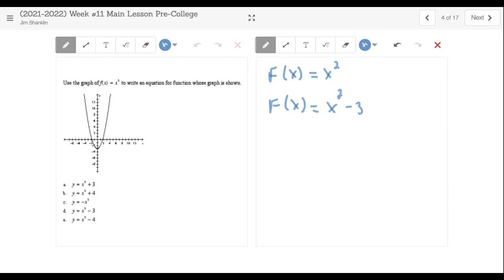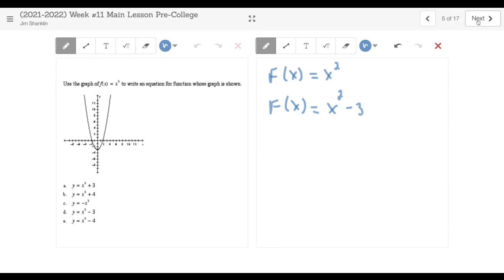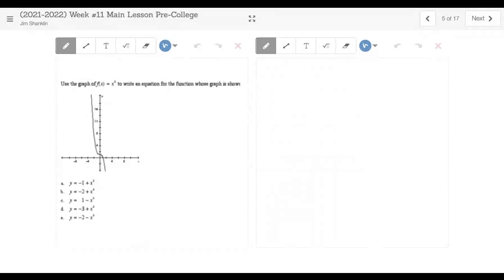Okay, let's take a look at the second problem on the practice for this week. Second problem, it says use the given graph, x to the third, to write an equation for the function whose graph is shown. Now, you have to remember that the graph of x to the third, the parent function, looks like this. It comes up like this. So now it's coming down the opposite direction. So right away, I know that this has to have a negative in front because it's just flipping it on the axis there. So I'm just going to put a negative in front.